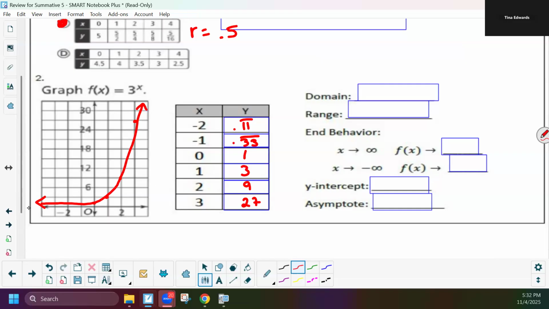Okay, we had a lot of these yesterday when we talked about our transformations. Domain is all real numbers. Range is all the ones that are greater than my asymptote, which is 0. As x goes to the right towards infinity, our graph is going towards infinity. As x moves left to negative infinity, our graph is getting closer to our asymptote, which is 0. The y-intercept is 0, 1. So whatever x equals 0, that's our y-intercept. And the asymptote is y equals 0.